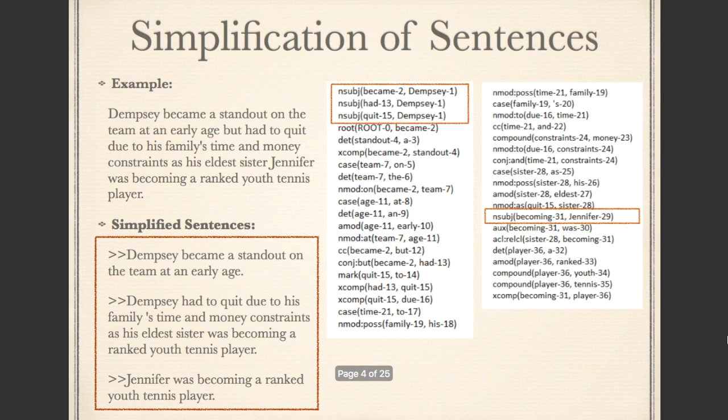For example, in the dependency parse of this sentence, 4 NSUBJ relations can be found. The governor and dependent are used to find the other words that can make a complete sentence out of it. We stop adding words when the words we find are dependent on some other NSUBJ relation. These are the three simplified sentences which were derived out of the original sentence.